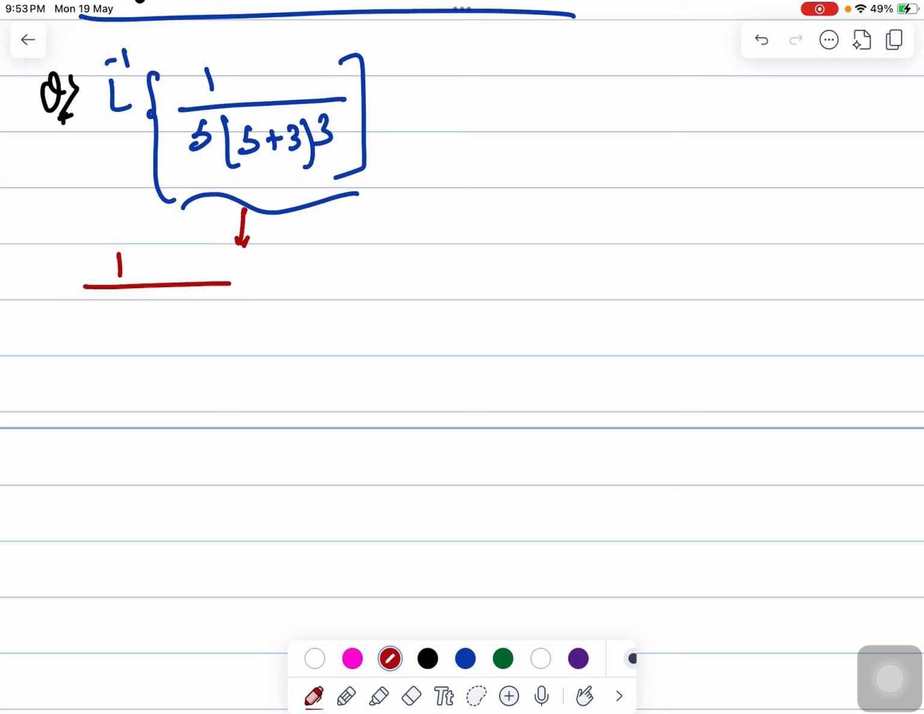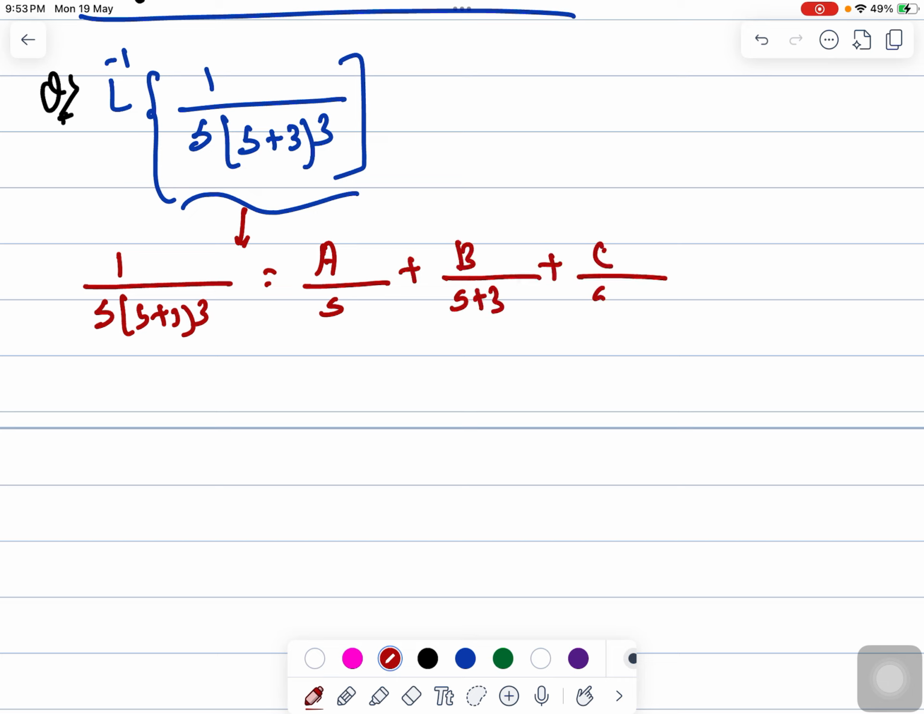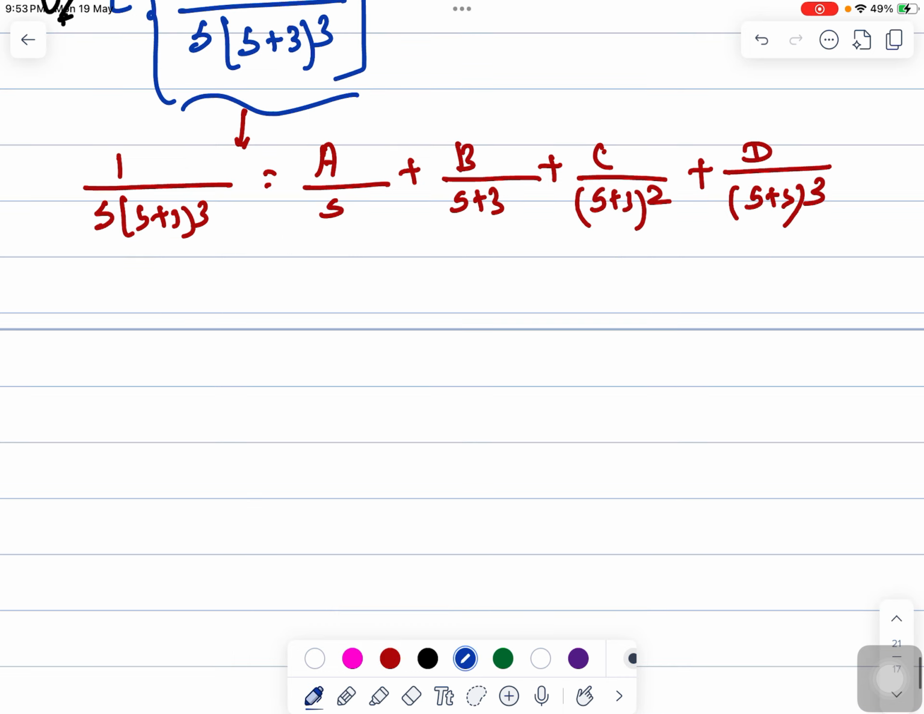So first this function 1 upon s into s plus 3 whole cube can be written as a upon s plus b upon s plus 3 plus c upon s plus 3 whole square plus d upon s plus 3 whole cube. Okay, this is how you can write. And after that you can take LCM and multiply all of these things, and you can compare the coefficient of various terms of s from LHS and RHS, and after that you can calculate the value of A, B, C and D.